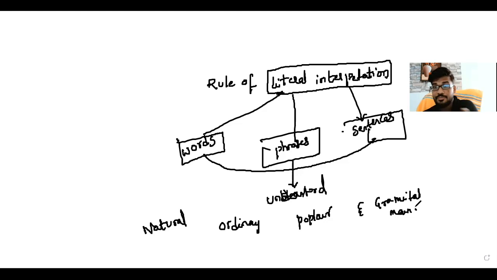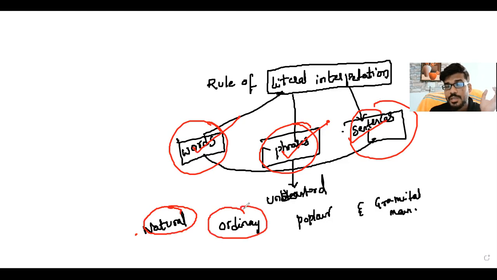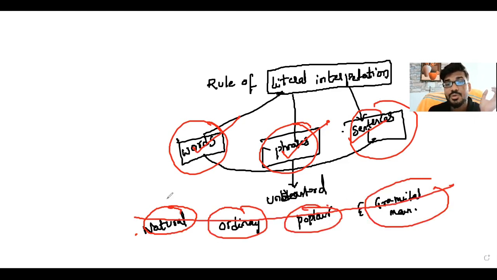So whenever you want to go through the act, we read the act. Whenever in the act so many words, phrases and sentences are there, you have to understand them in the natural meaning, ordinary meaning, popular meaning or grammatical meaning. This is the way you should understand the words, phrases and sentences. It means read as it is.